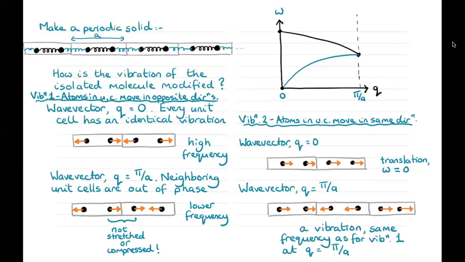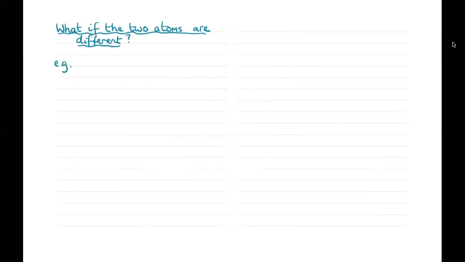And importantly, at q equal to pi over a, the frequencies of both of these branches are the same, at least in the case when the two atoms are identical, or only in the case when the two atoms are identical. So what we want to look at next is, what if the atoms are different? An example of atoms that are different might be a chain of positive and negative ions.